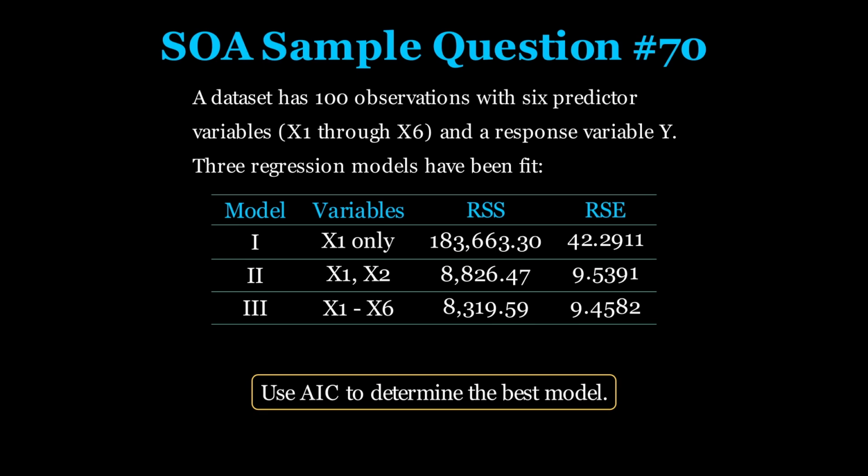The table shows each model's residual sum of squares and residual standard error. We need to use AIC to select the best model. Before diving into the calculations, notice 2 things. Model 1 has an enormous RSS compared to the other 2, but too bad, it's a bad fit. Models 2 and 3 have very similar RSS values, even though Model 3 uses 4 additional predictors. This hints that those extra variables may not be adding much predictive power.